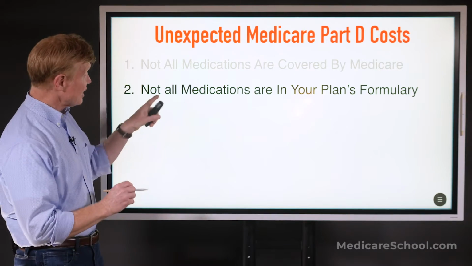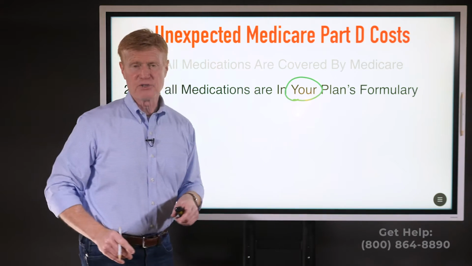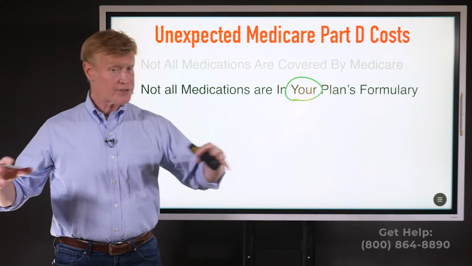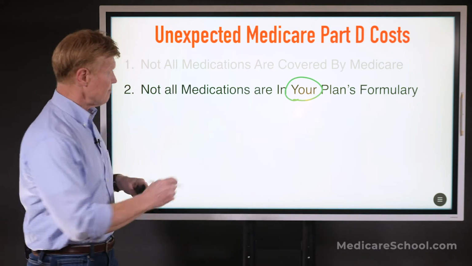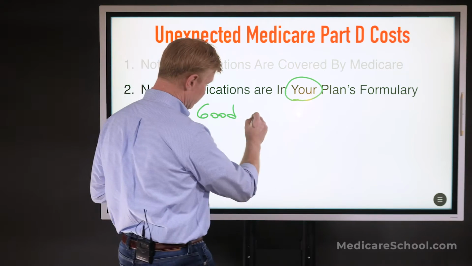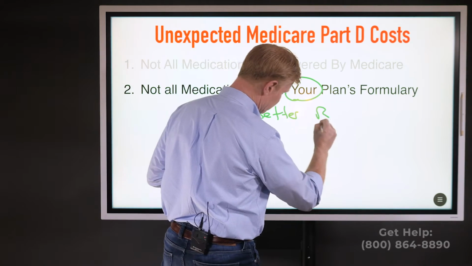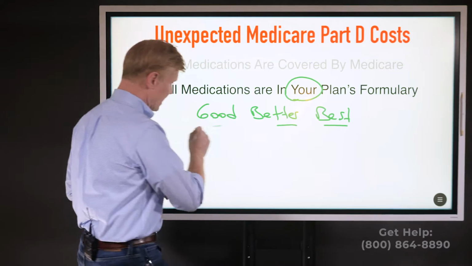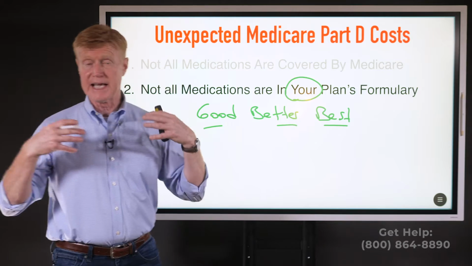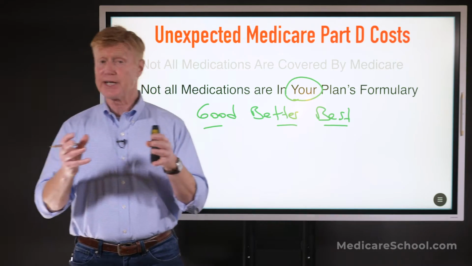Now, the second reason is not all medications are in, notice, your plan's formulary. In most markets today, there's somewhere between 20 to 30 different drug plans. And those drug plans are going to vary in their formulary. Basically, there are good formularies that cover about 3,000 medications. There are better formularies that are going to have about 5,000 meds that are covered in the plan. And then there's those that are best, and they're going to have about 7,000 medications that will be covered. And so what you must do is you have to do your homework or work with someone that is going to help you through this process because you want to make sure that your medications are in your formulary.